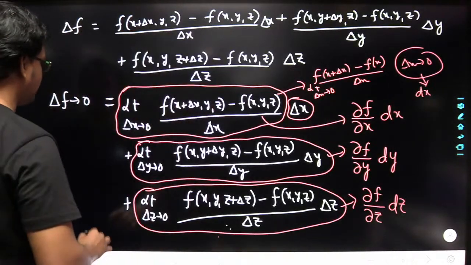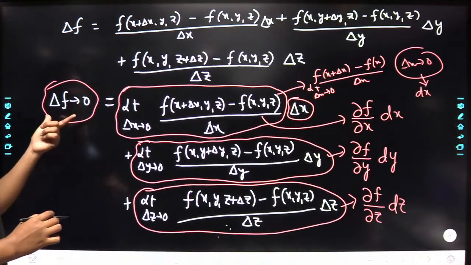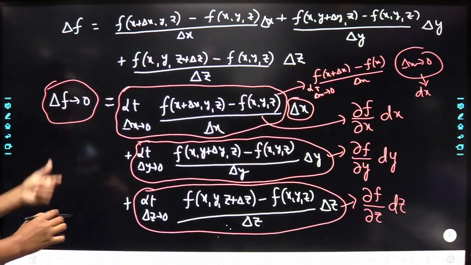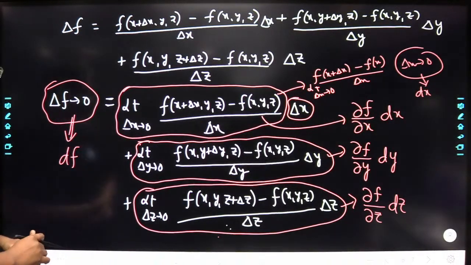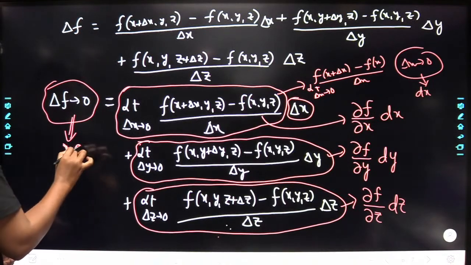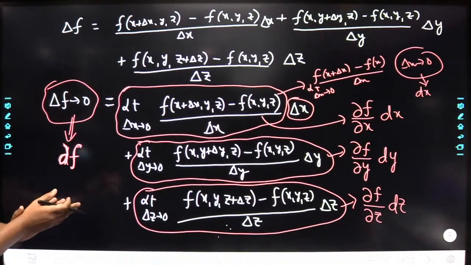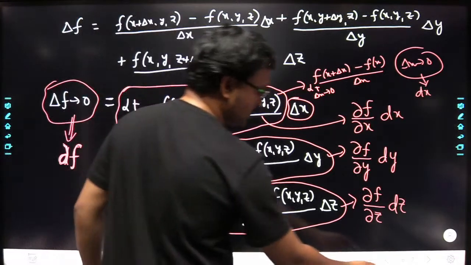See here, one more thing. Here delta f tends to 0. Delta f tends to 0 means the change in function f tends to 0. You can simply represent this as df, or as dou f. So why are we using partial differentiation? Because f is not only a function of one variable, it is a function of more than one variable. So this delta f tends to 0, I can represent simply as dou f.